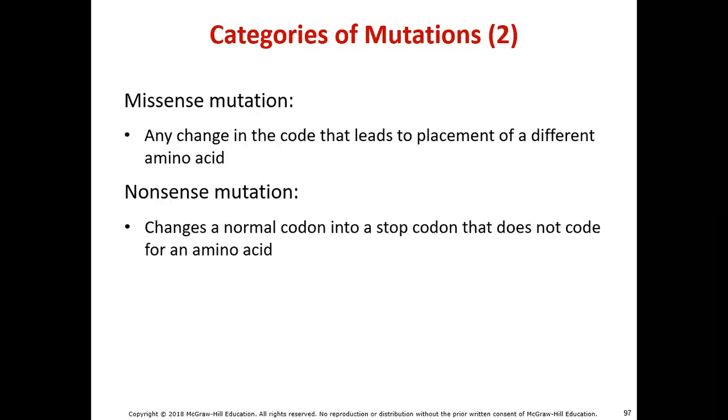A missense mutation is any change in the code that leads to placement of a different amino acid. A nonsense mutation is a change in a normal codon to a stop codon that does not code. Remember, the stop codons do not code for an amino acid. So in other words, a protein could be cut short if a stop codon occurs somewhere in the middle, and usually that will lead to a dysfunctional protein.